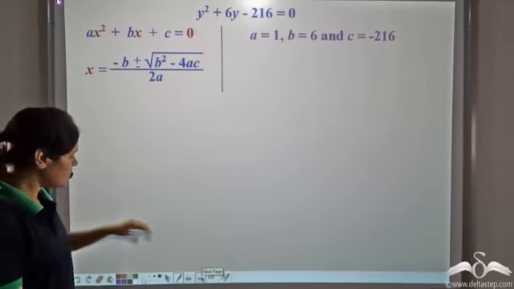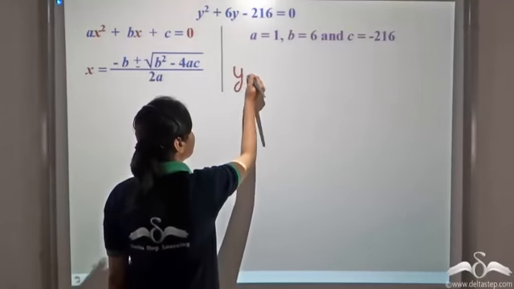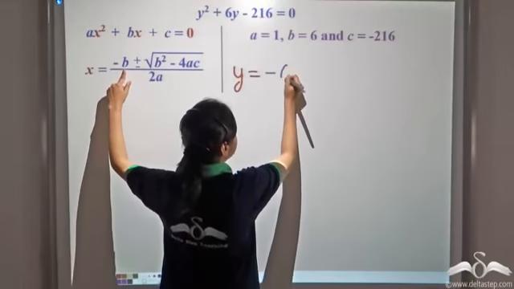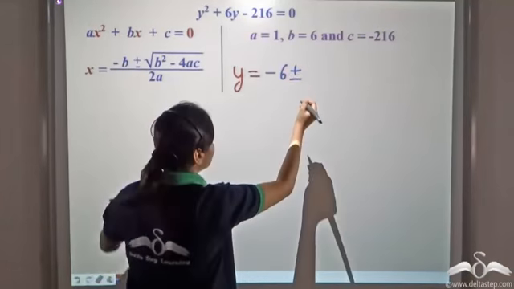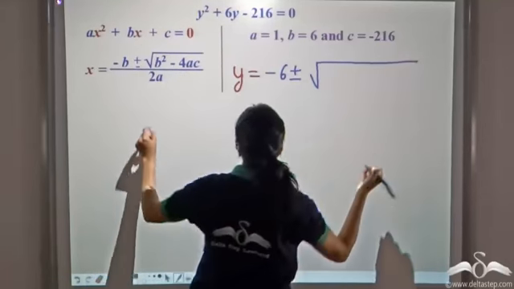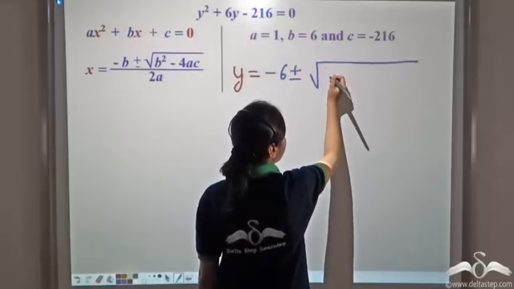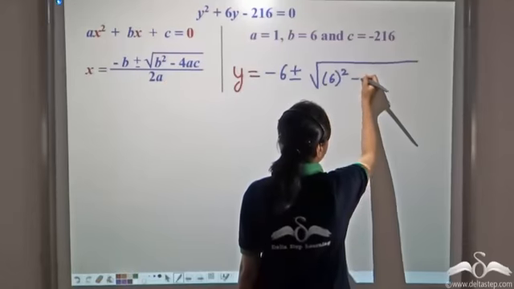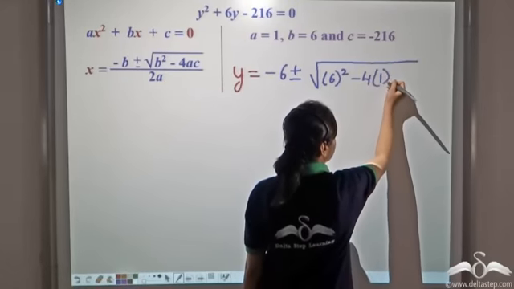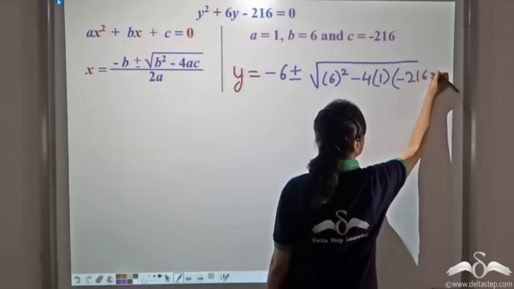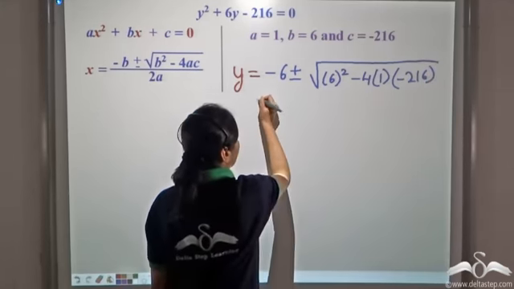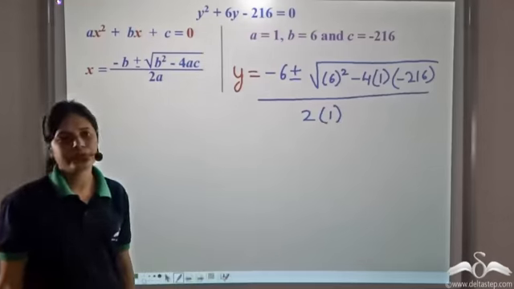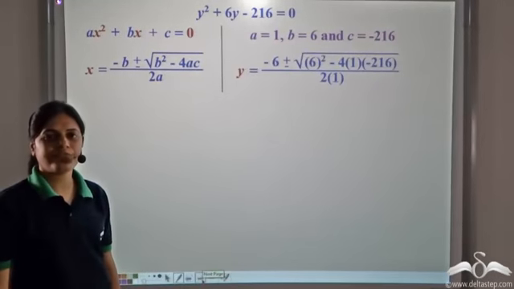Now let us apply this. We get y is equal to minus b, that is minus 6 plus minus root over b square. B square is 6 square minus 4ac, minus 4 into a, which is 1, into c, which is negative 216. The whole thing divided by 2a. A is 1. So this is what we have.